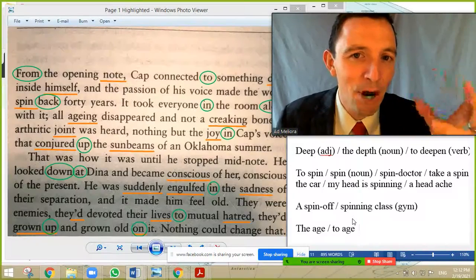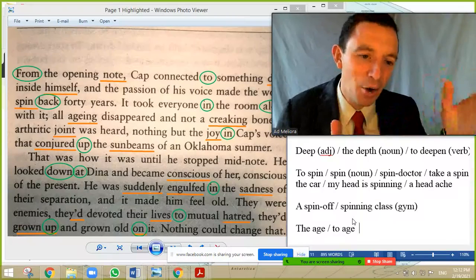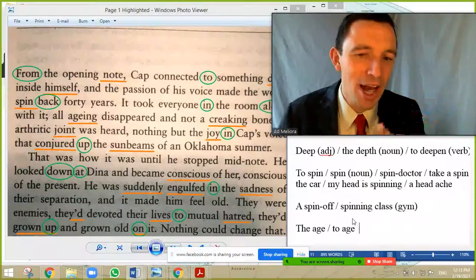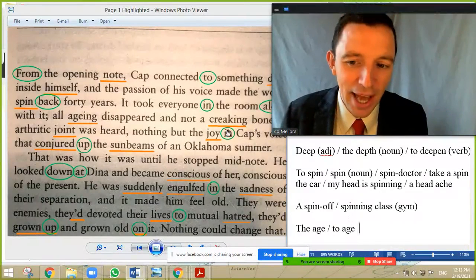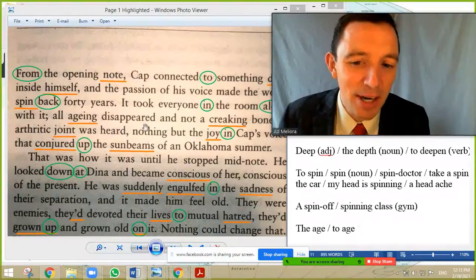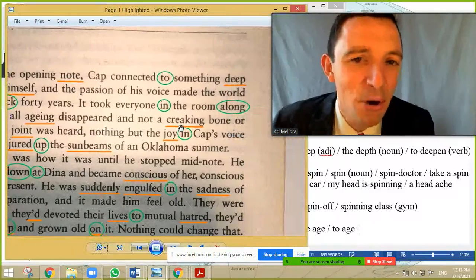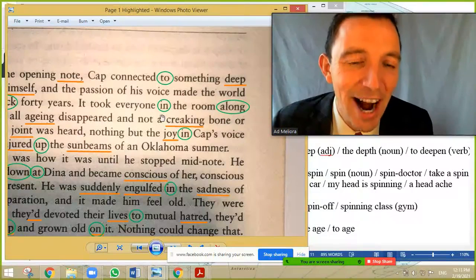For example, this person is aging, and it's the process of getting older. So it is possible to age. And here it is in the verb, I think, aging. Well, it's the substantive, I think, disappeared. The verb is next important, a creaking bone. So in this case, a bone is the substantive. The article is a, and creaking is an adjective.